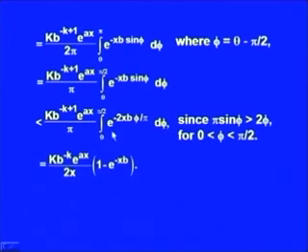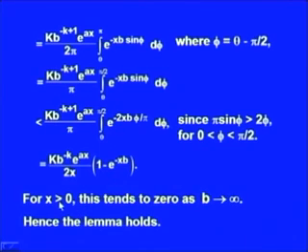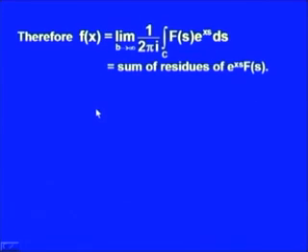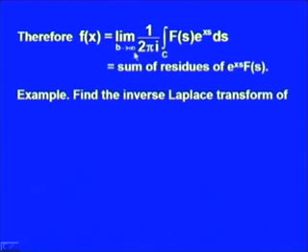And when you evaluate this integral and substitute the limits, it comes out to be equal to k times b to the power minus k e to the power a x over 2 x into 1 minus e to the power minus x b. For x greater than 0, it clearly goes to 0 as b goes to infinity, because e to the power minus x b goes to 0, and b to the power minus k goes to 0 as b goes to infinity. And thus, f x is equal to limit of 1 over 2 pi i integral over c of f s e to the power x s d s as b goes to infinity.